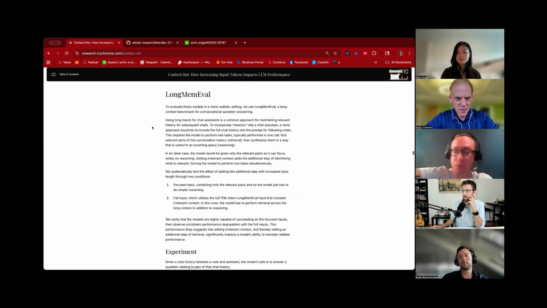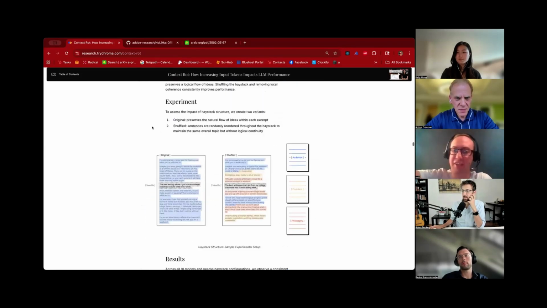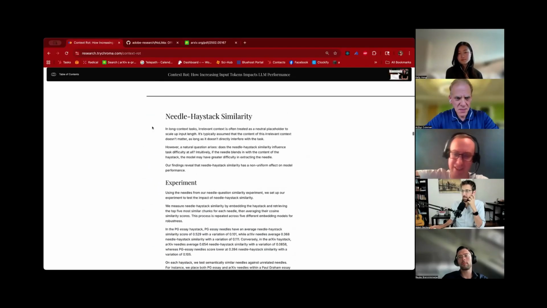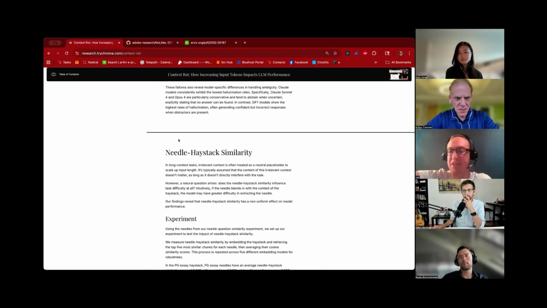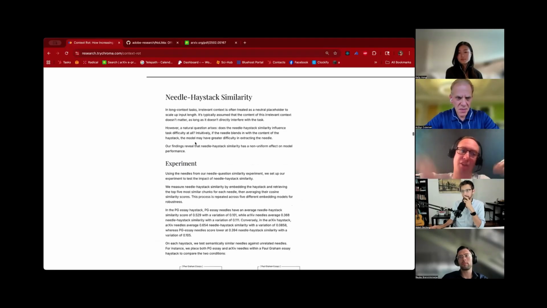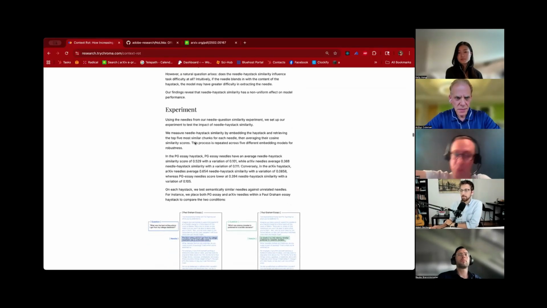What we're doing is we hide the needle in some larger piece of context, and we're going to ask a question. We're going to try and find that needle in the context. And the question is, if the question we're asking is very, very similar to the needle that we've hidden, versus if the question is quite different, on that spectrum, how is the performance impacted? Well, we can ask a similar question about the relationship between the needle and its surrounding context. And that's what needle haystack similarity is looking at.